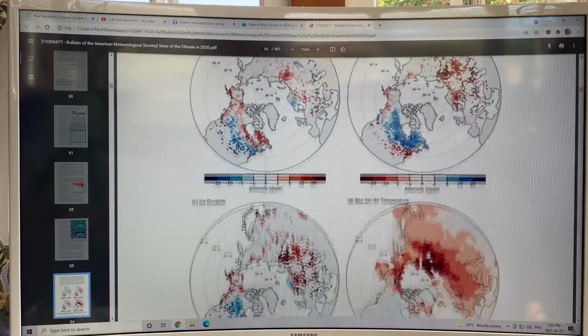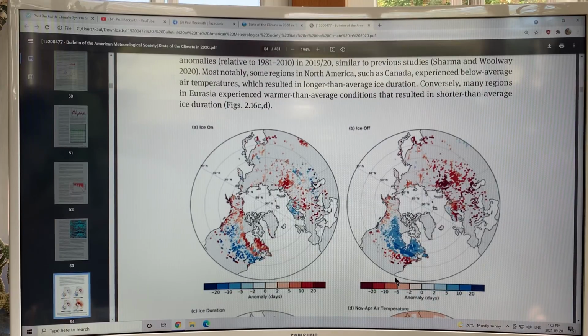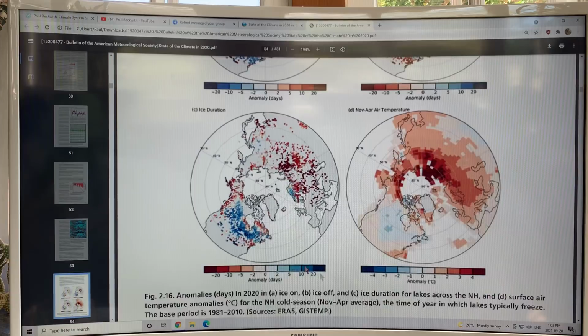Okay, now if you look at the ice formation on lakes, when the ice comes on, this is the anomaly in days. So the ice is coming on lakes at later and later dates of the year, and the ice is leaving lakes generally at earlier and earlier dates of the year. So the ice duration is decreasing significantly, and this shows you the loss, 20 days loss of duration in the year of ice. Okay, again, this is in 2020 relative to the long-term average.